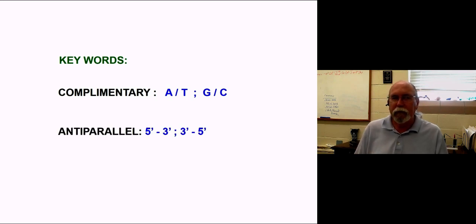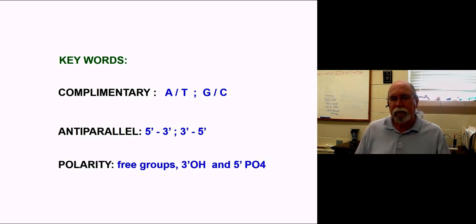The words anti-parallel should now mean something to you. 5 prime, 3 prime versus 3 prime, 5 prime. That's going to be important for not only these problems, but also when we do replication, as well as when we do transcription. We'll need to know which direction we're working from. So those points will become very important in problems. And then this idea of polarity that goes along with that.